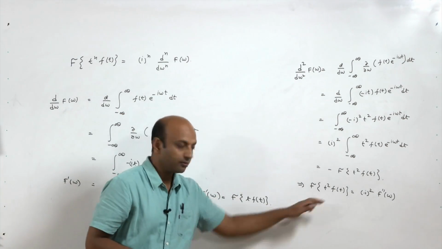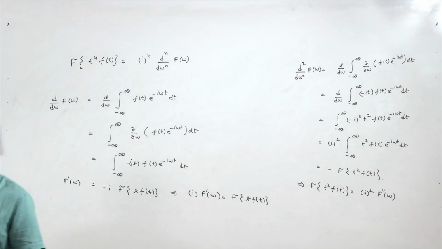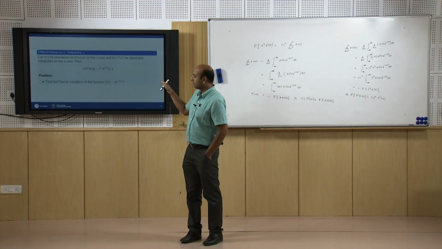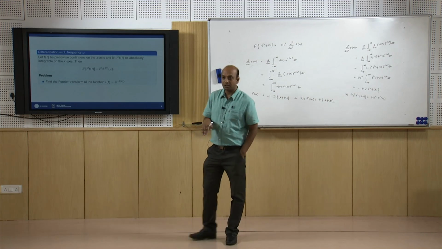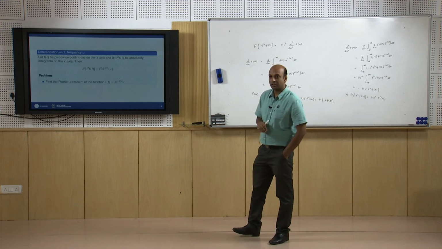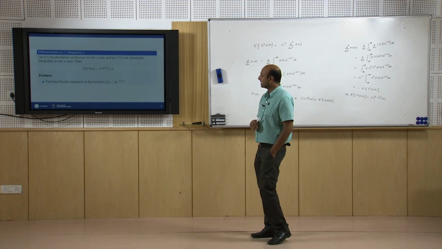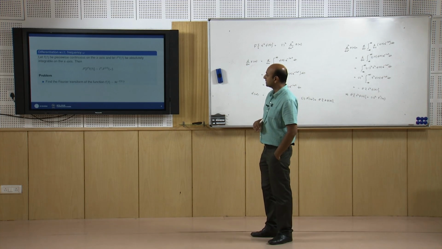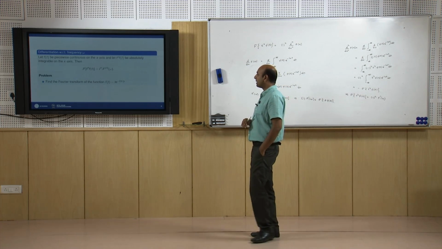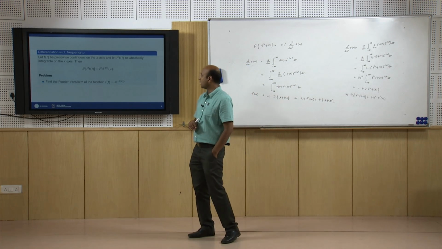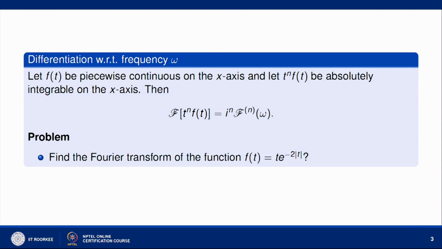So, that means similarly if we repeat this process n times, we will get back this expression: the Fourier transform of t to the power n f t will be nothing but iota to the power n times the nth derivative of f omega. In this way we will get back this expression.